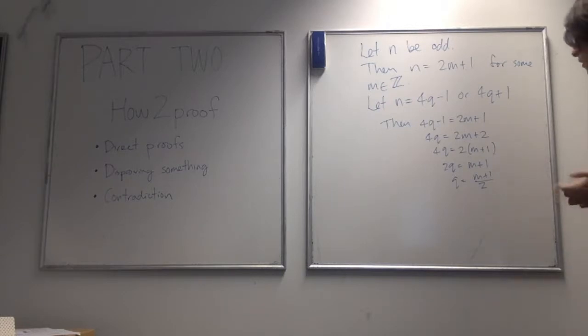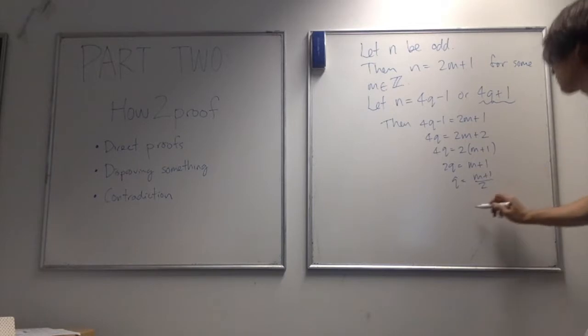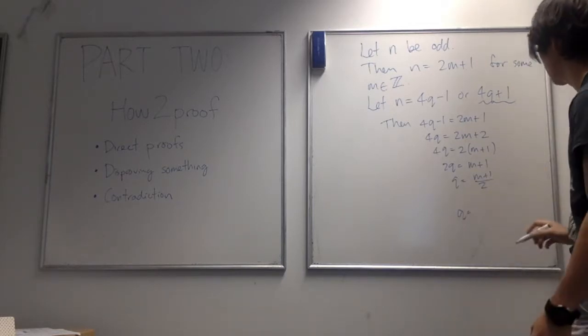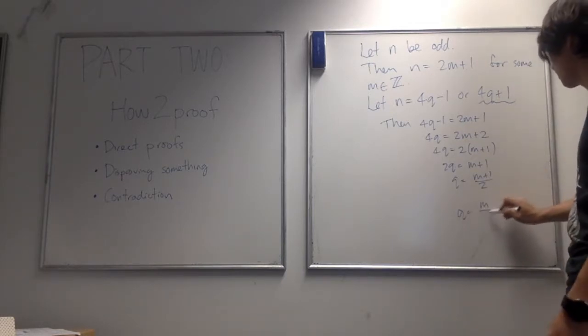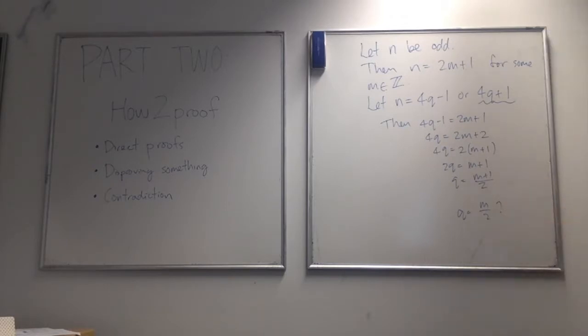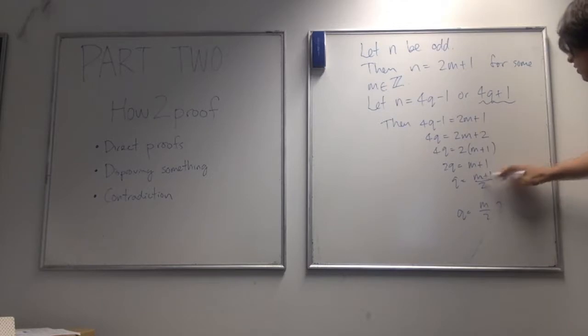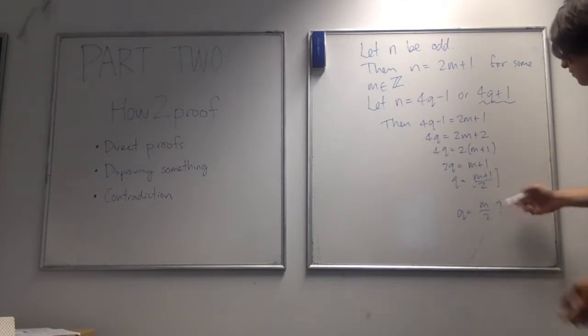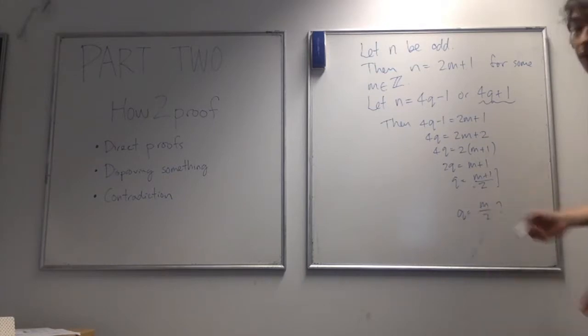Right? And then you can do a similar thing. If it's 4q plus 1, you're going to end up with something like q equals probably just m over 2, maybe. And now someone would say, alright, so if m is odd, then this is an integer, so q is equal to this. If m is even, then this is an integer, so q is equal to that.